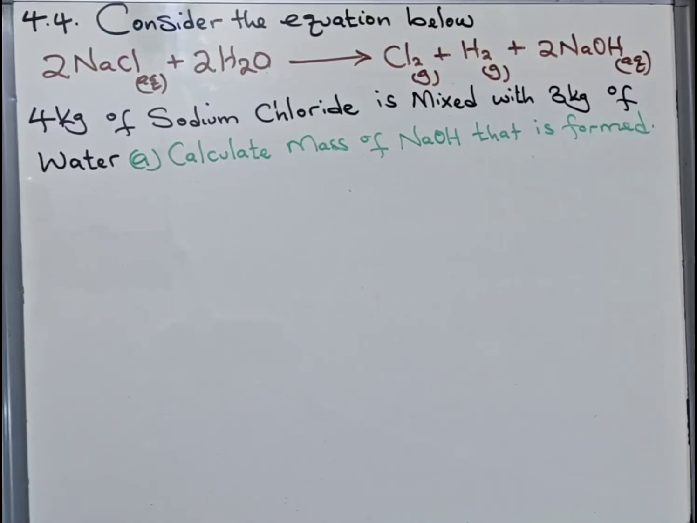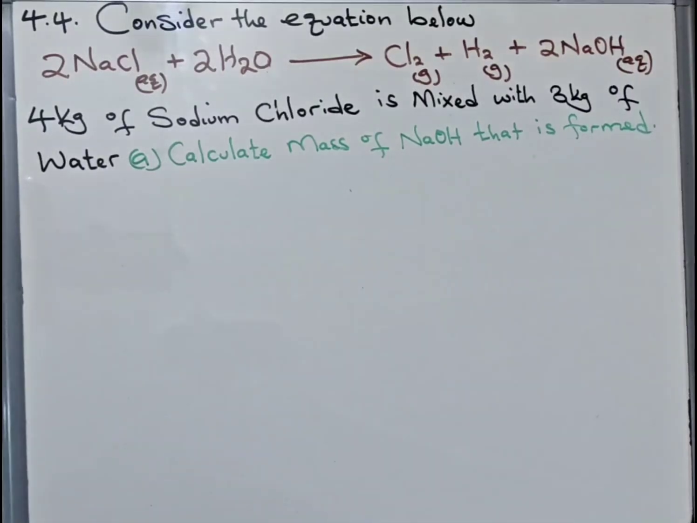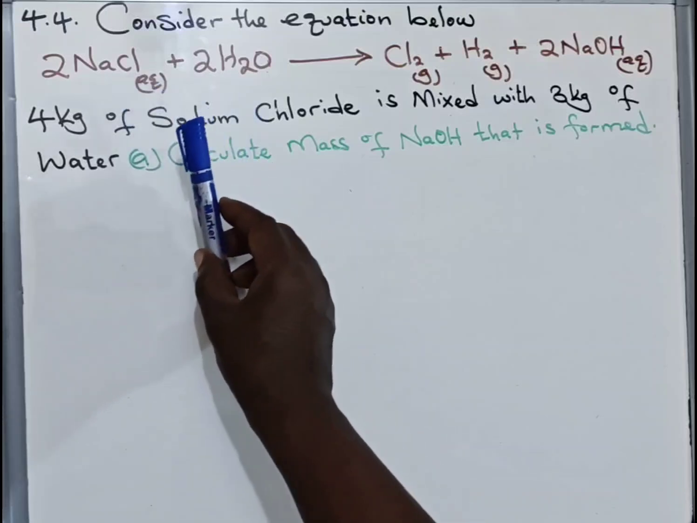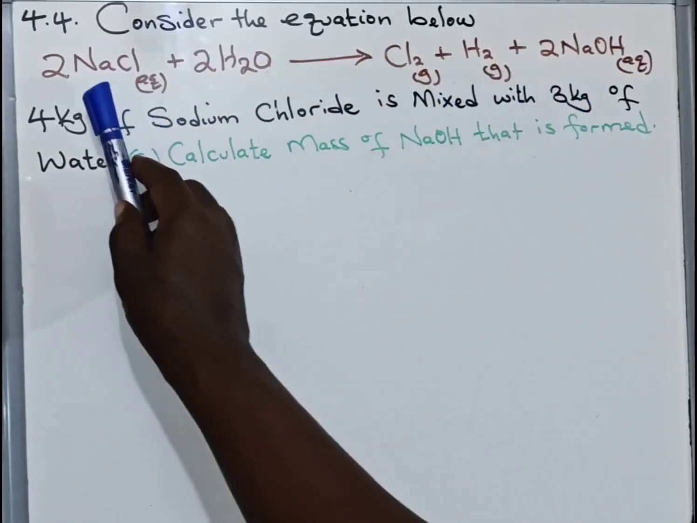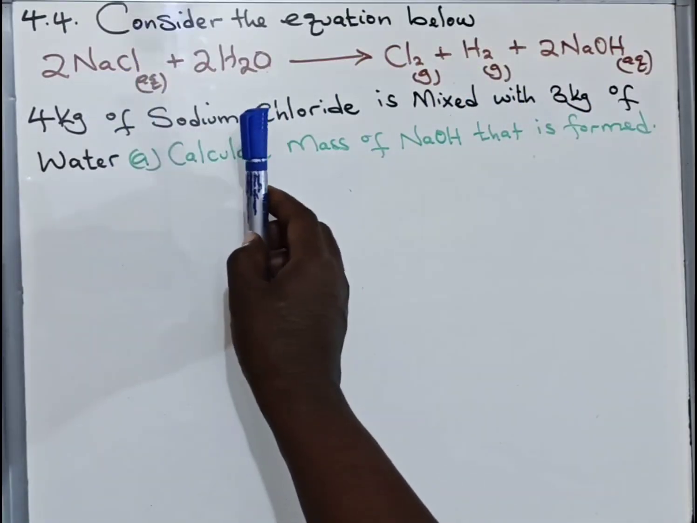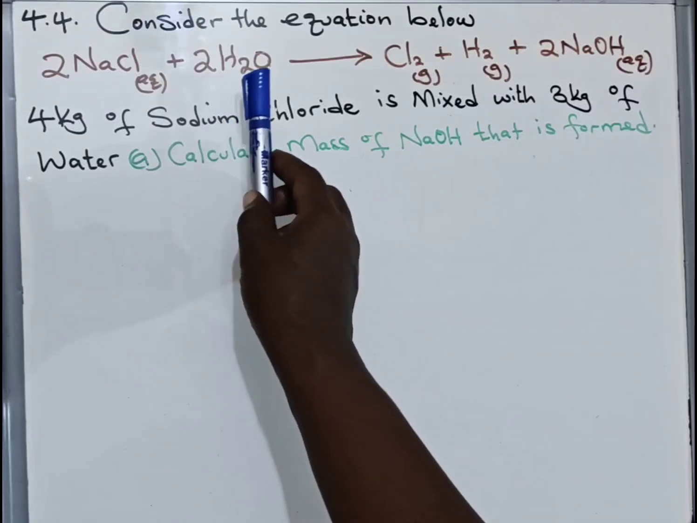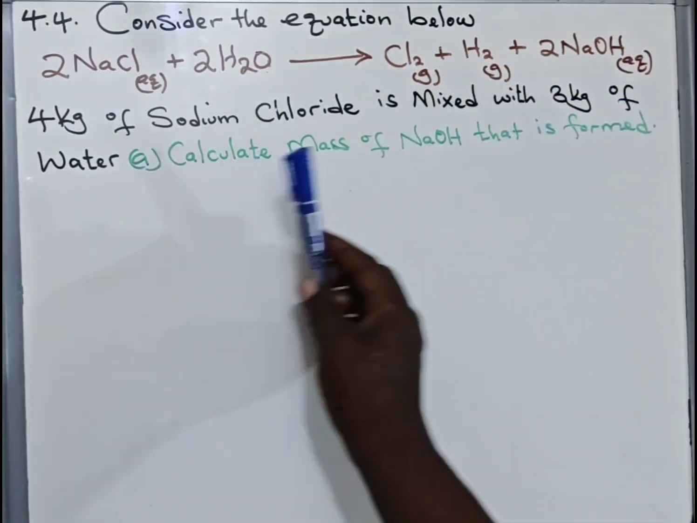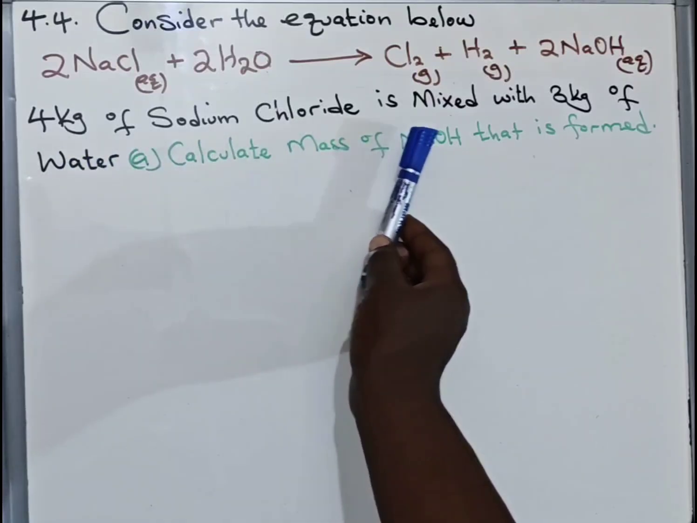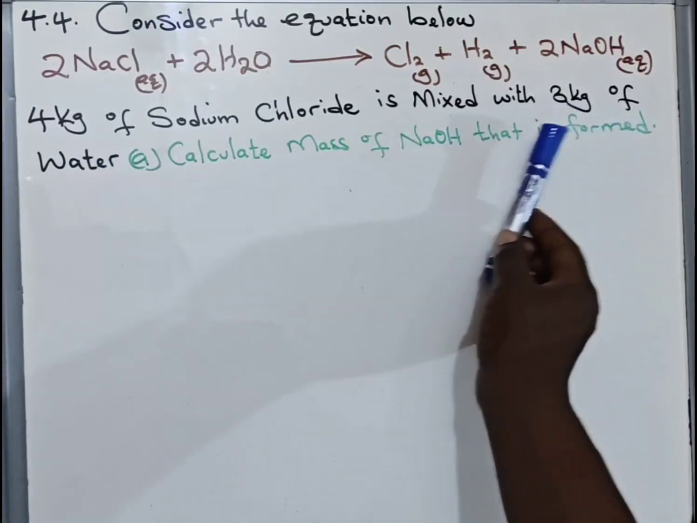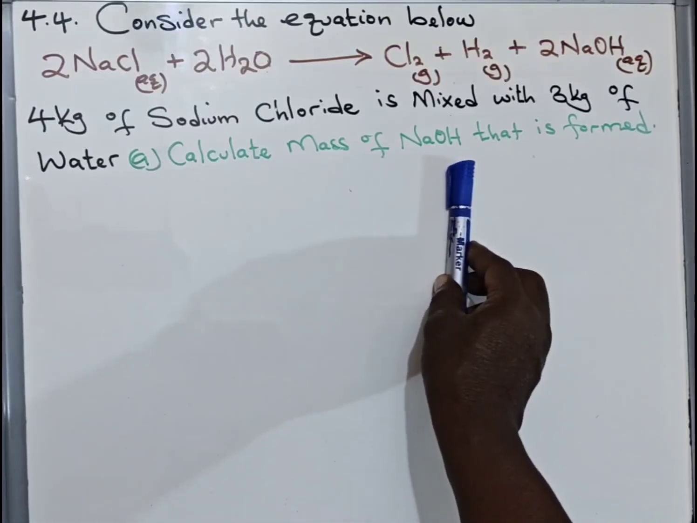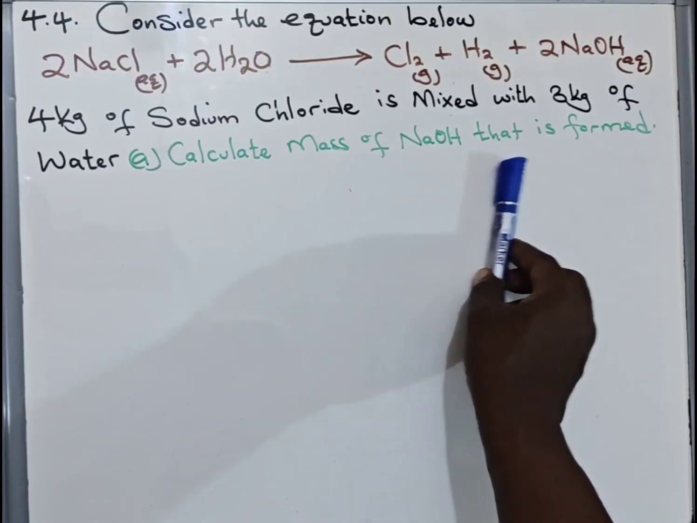Yes, we are looking at this question. It's a grade 11 question. It says to consider the equation below. This is the equation. We're having sodium chloride reacting with water to give these products. And they say 4 kilograms of sodium chloride is mixed with 3 kilograms of water. They say calculate the mass of sodium hydroxide that is formed.